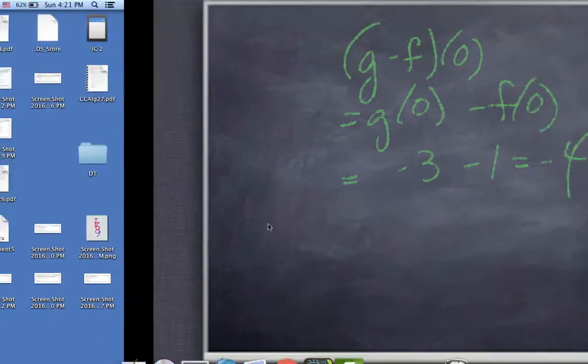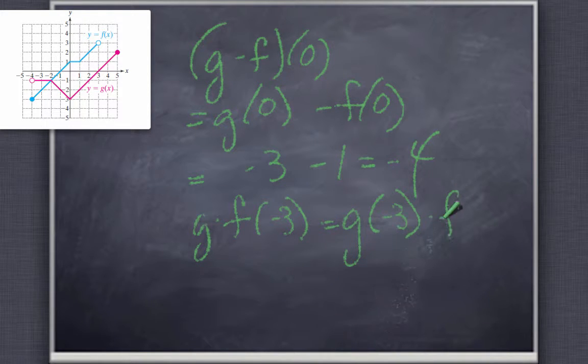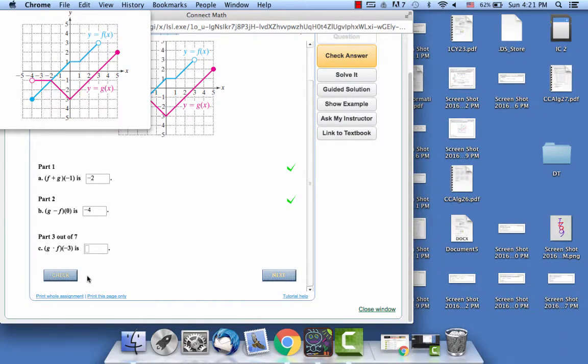G times f of negative 3. So g of negative 3, I go over to negative 3 and go to the pink one, it's negative 1. F of negative 3, go over to negative 3 and go to the blue, that's negative 2. Multiply them together, positive 2.